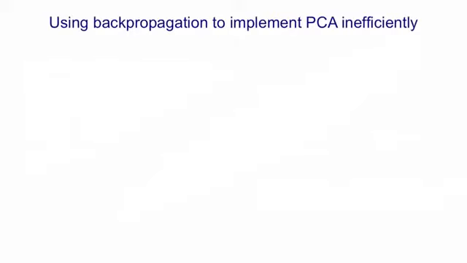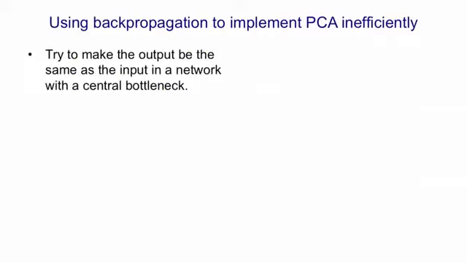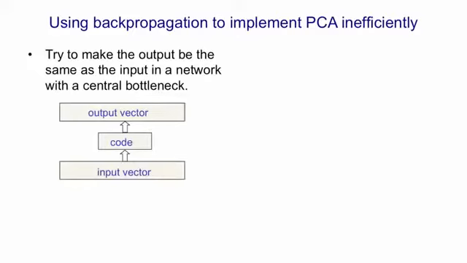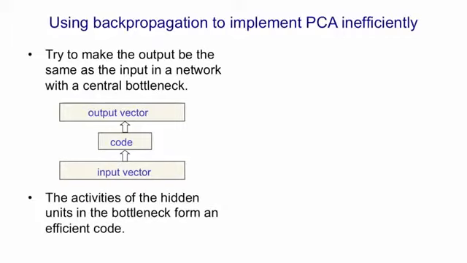Now we can actually implement PCA, or a version of it, using backpropagation, but it's not very efficient. So what we do is we make a network in which the output of the network is the reconstruction of the data, and we try and minimize the squared error in the reconstruction. The network has a central bottleneck that only has m hidden units, and those are going to correspond to the principal components, or something like them. So it looks like this. We have an input vector, we project that onto a code vector, and from the code vector we construct an output vector, and the aim is to make the output vector as similar as possible to the input vector.